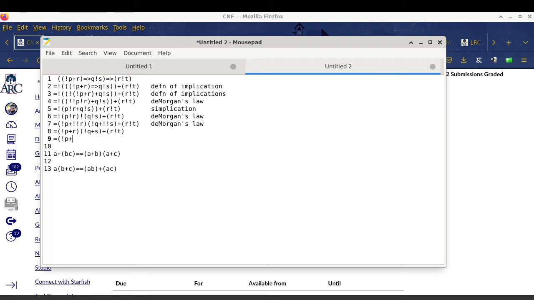So now we have not P or R, and then we are ORing this with just R all by itself. And then we have an AND with, wait, okay, I missed one thing because it's the entire A, so this has to be that. And then we have the other one, which is not Q or S. And then this whole thing has to be ORed with R and not T. Okay.